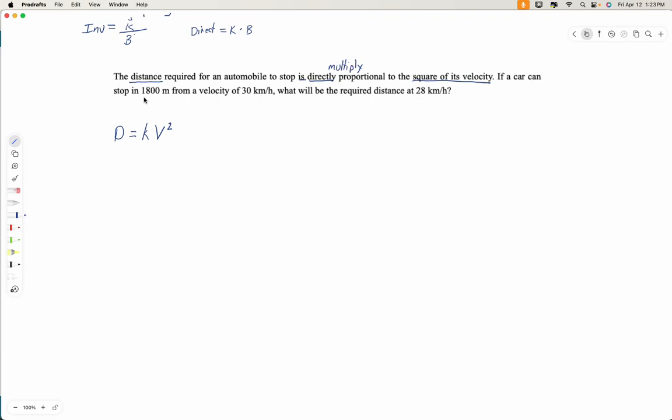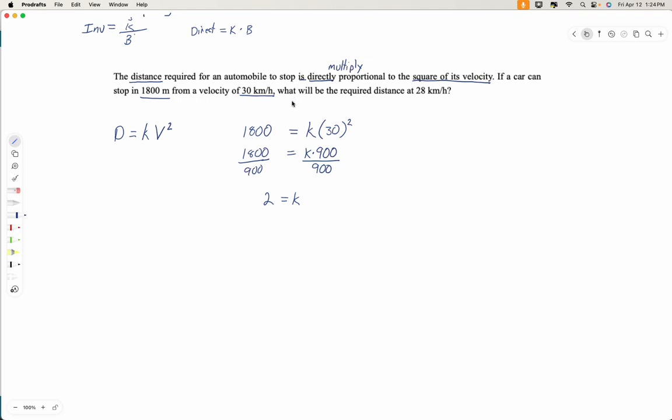If a car can stop in 1,800 meters, meters is distance. So 1,800 meters is equal to, and actually you don't even have to write the unit of measure on these, K times what? From a velocity of 30 kilometers an hour. So that's 30 and it's squared, the velocity squared. So 1,800 is equal to K. 30 times 30 is 900. So it's K times 900, right? So these are two factors that equal 1,800. So to find out what K is, we divide by the factor that we know, and that's 900. 1,800 divided by 900 is 2. So the constant K is 2.